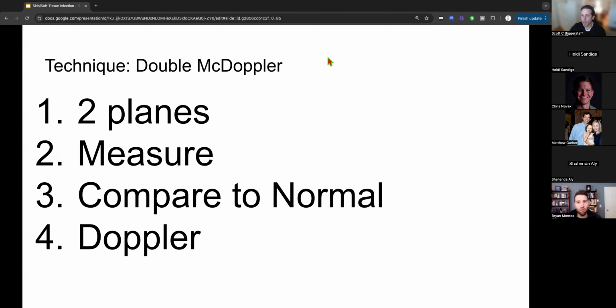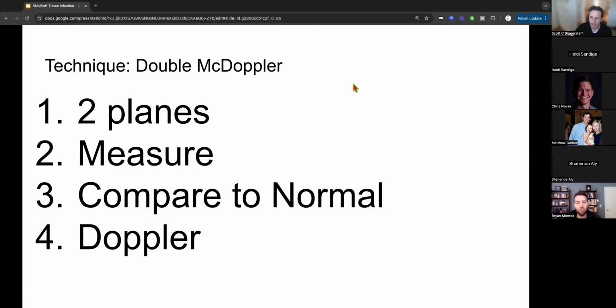Next principle is we want to measure whatever's there. If you're seeing findings consistent with infection, you want to measure the depth of that. Or if you're identifying an abscess, we want to know how big it is across, and measuring in two planes is going to help with that as well. We're going to compare to the normal side. Thankfully for skin and soft tissue, oftentimes you have a normal comparator. If the infection's on the arm or the leg, you can compare it to the exact same spot on the other side, even if your musculoskeletal anatomy is a little hazy for that particular region.